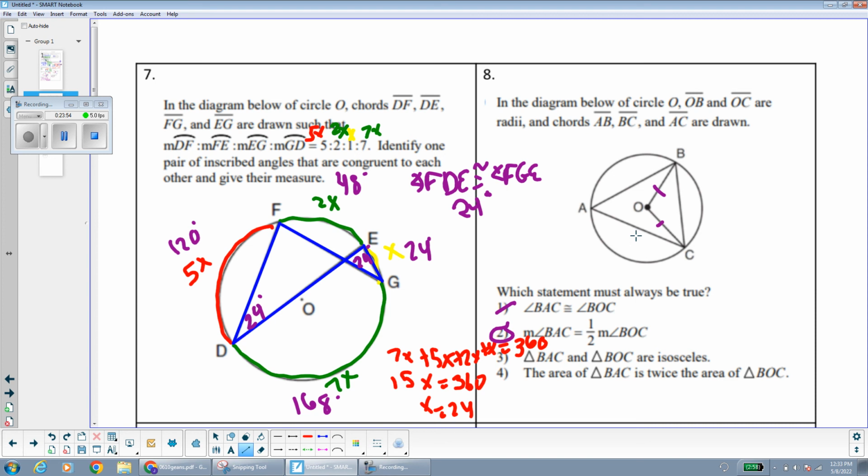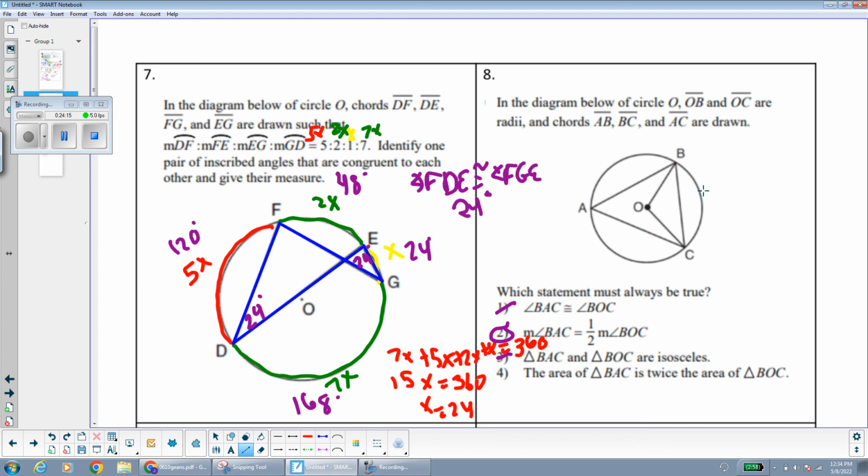It would be true if we knew that these arcs were congruent, because chords that intercept congruent arcs are congruent. But since I don't know that, I can't draw the conclusion that AB is congruent to AC to say that triangle BAC is also isosceles. So I'm going to cross that one off.